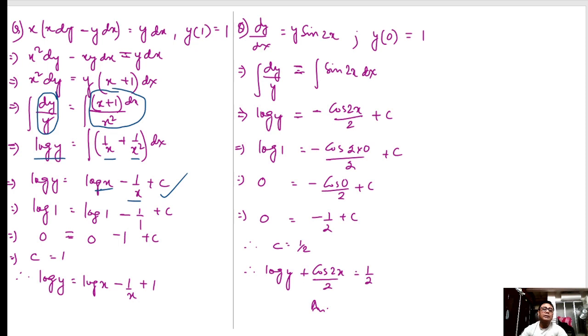Now they are telling that if x is 1, y should come 1. So let us put it back. Y is 1, x is 1, this is 1. So log 1 is 0, log 1 is 0. So c comes out to be 1. And now putting the value of c in our equation 1, we are getting the solution as this. We replace the value of c as 1 in this equation.